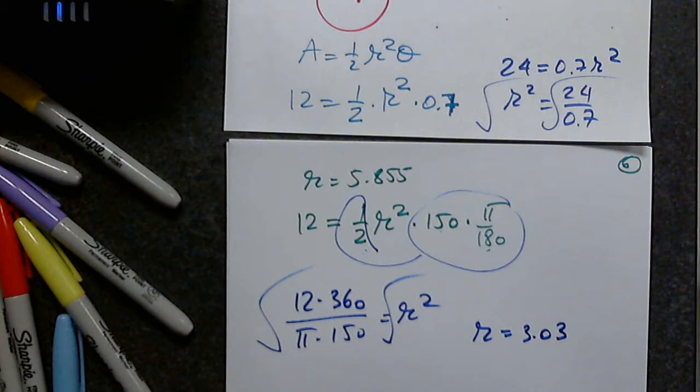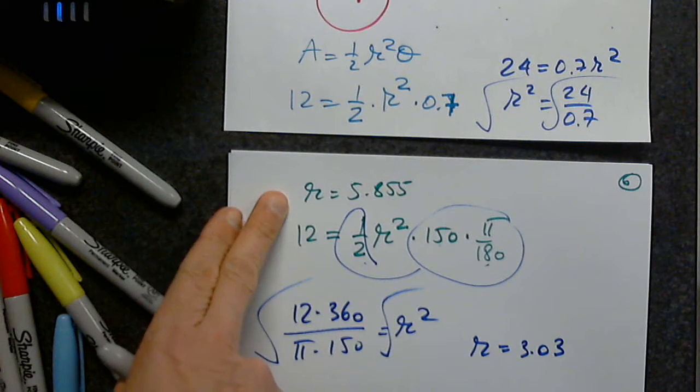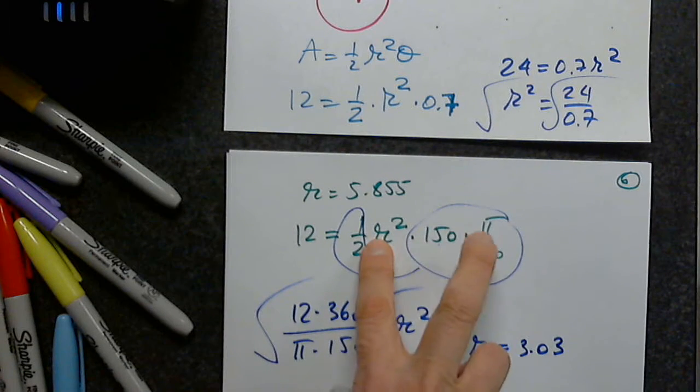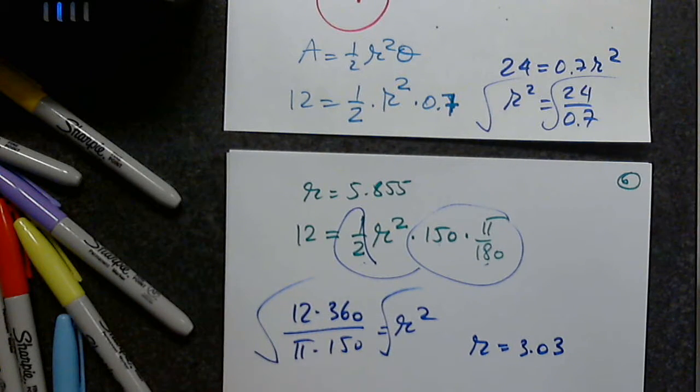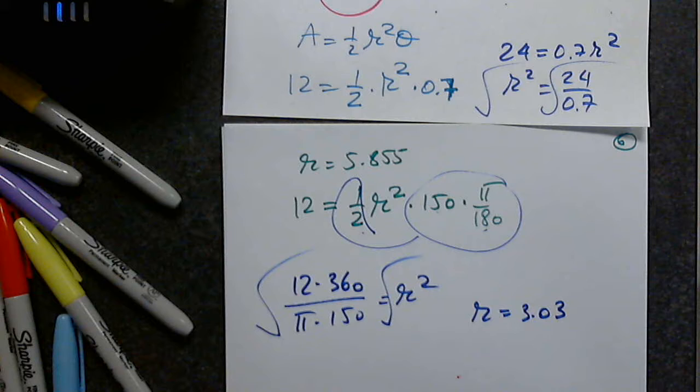Yes. Any questions? These two are in the denominator, so when I multiply by 360, it goes up here. These two are multiplied by r squared, so they will have to go to the denominator. So I get 3.03 as the radius. Any questions?